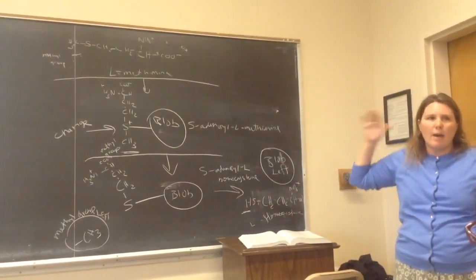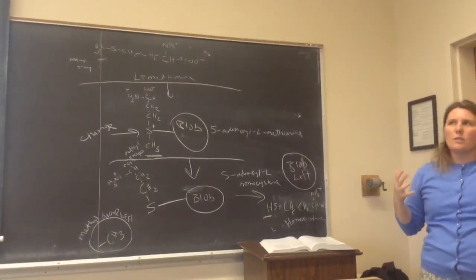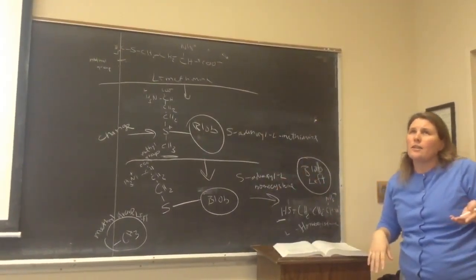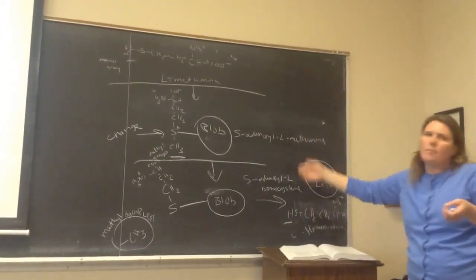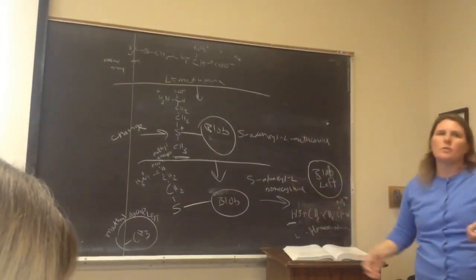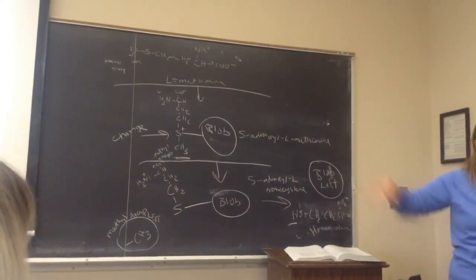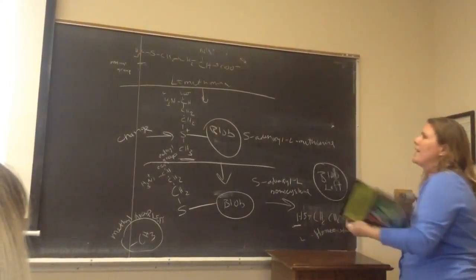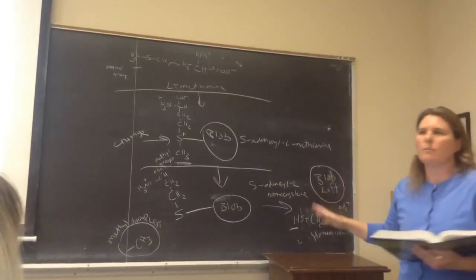It's very systematic, the naming, which is nice, because even if you forget that, you'll get 90% of the points if you just go blob L-methionine and blob L-homocysteine. Because that's what I care about. I don't care about that. I want you guys to get the idea of what's going on here, because this is important and we do it a lot.